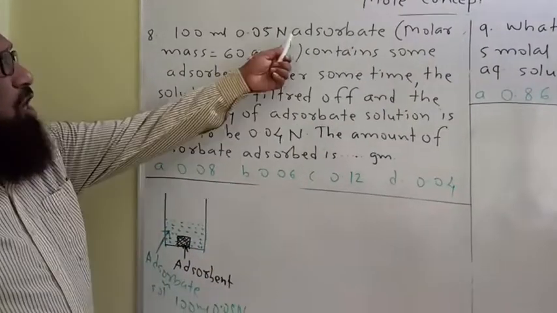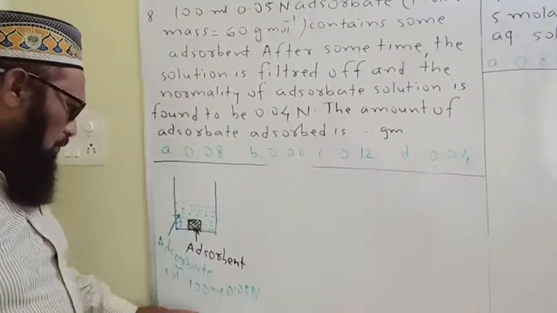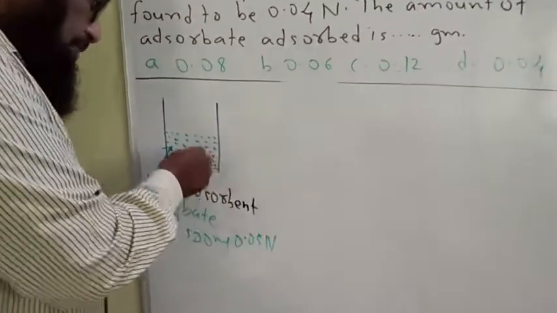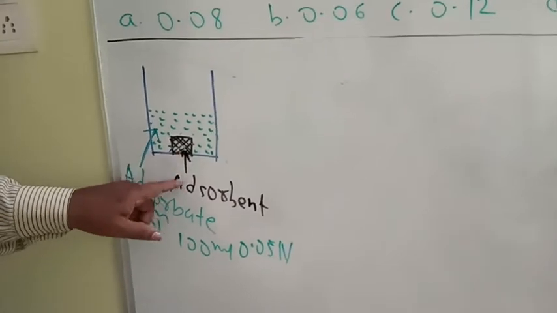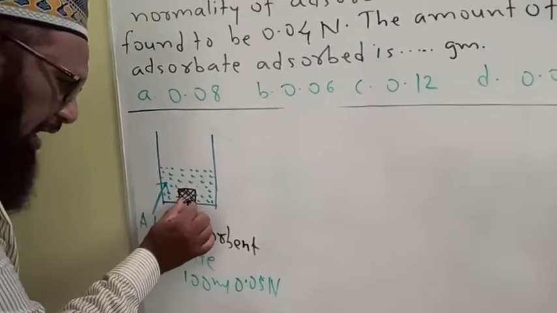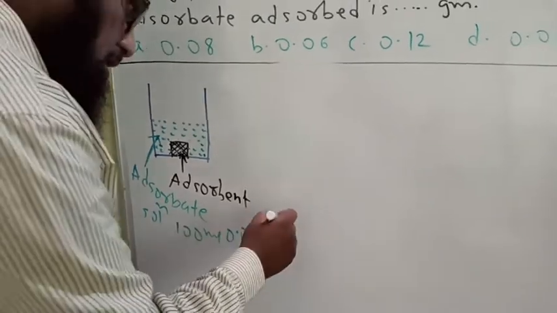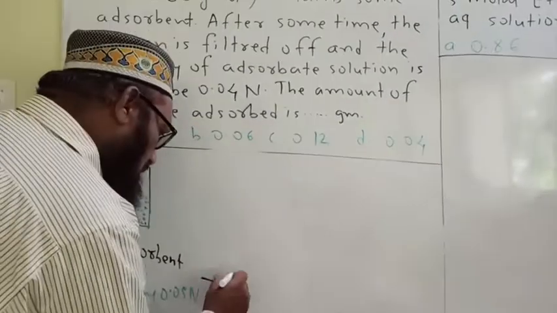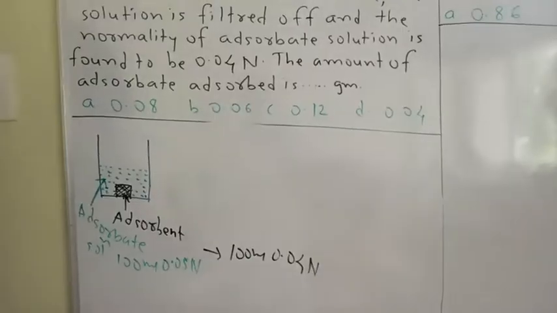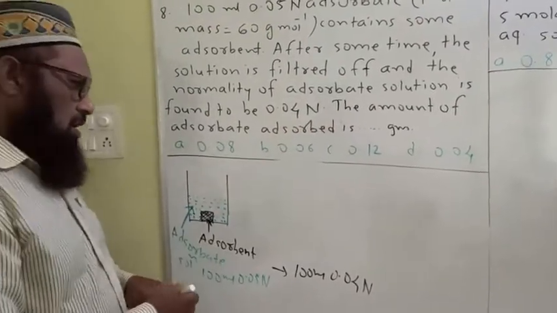Here the adsorbate solution is given. Its concentration is 100 ml, 0.05 normal. This is the adsorbate solution, and some adsorbent is there, a black colored adsorbent. Then after some time what happens? This adsorbent adsorbs some adsorbate, and we get a new concentration, that is 100 ml, 0.04 normal. To find out the amount adsorbed, let us see.